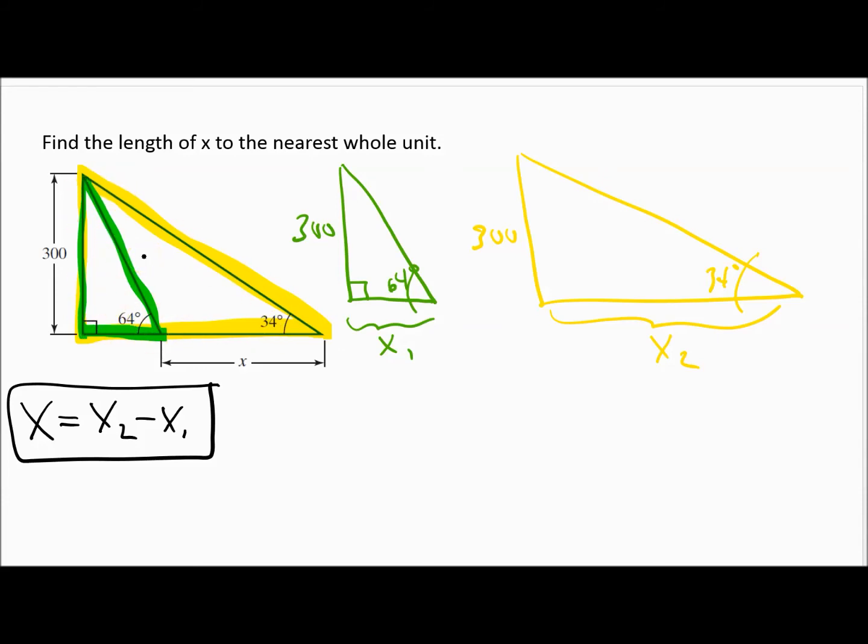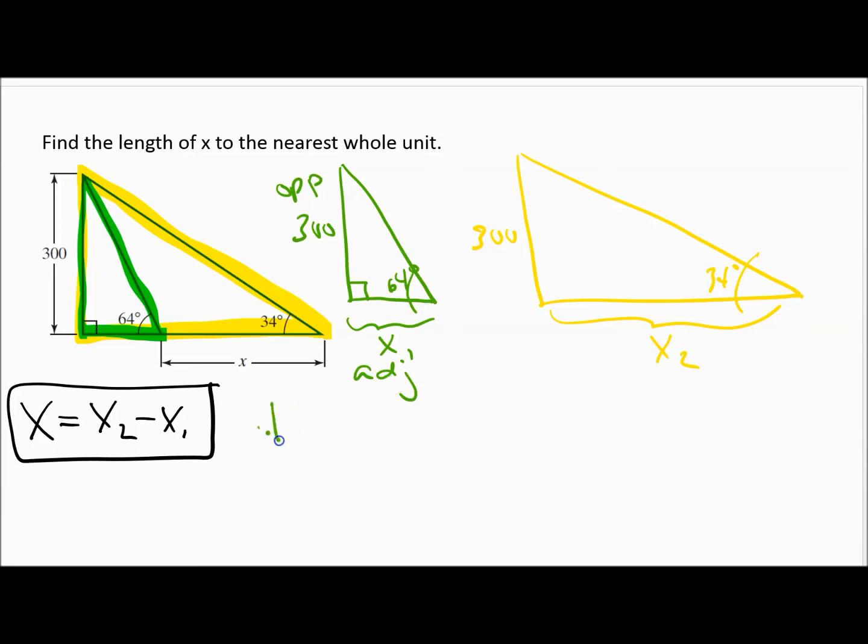Okay, so let's work with the green one first. All right, now let's think about what all these sides would be labeled. If this is 64 degrees, this 300 would be opposite. Okay, this is hypotenuse. We don't need it for anything. And then this is adjacent. What we're looking for is adjacent. So what's a trig function with opposite and adjacent? Well, tangent's the winner, right?